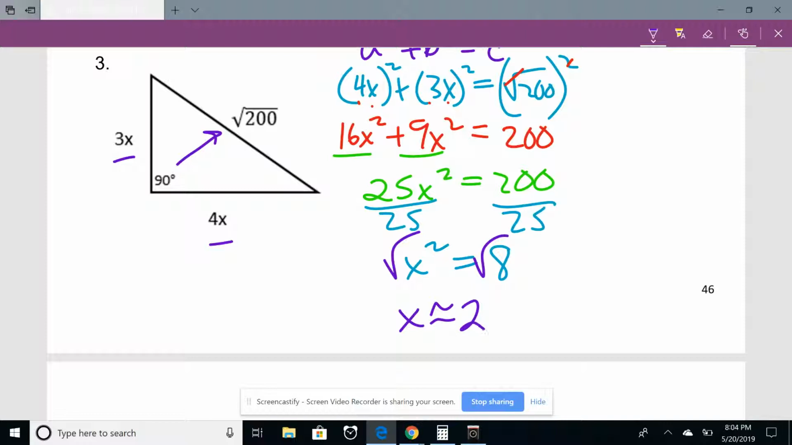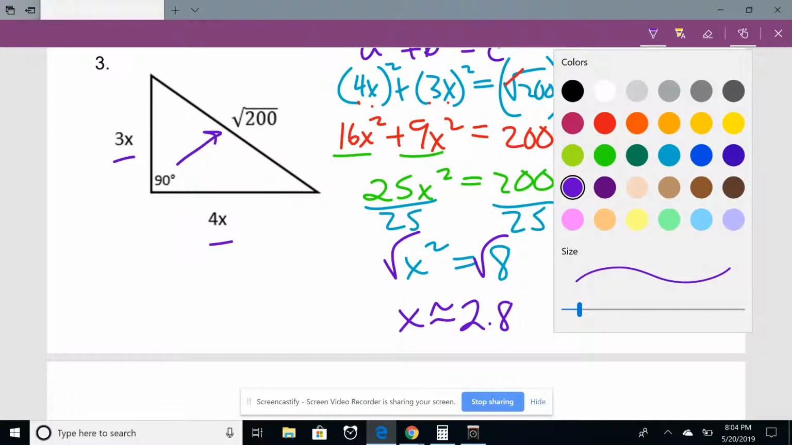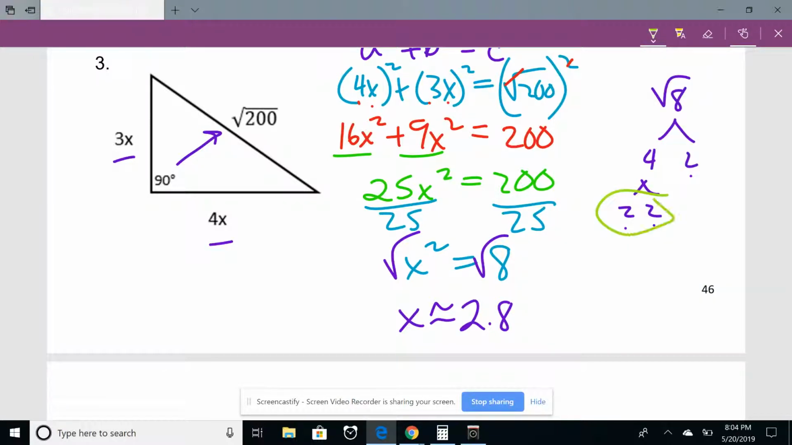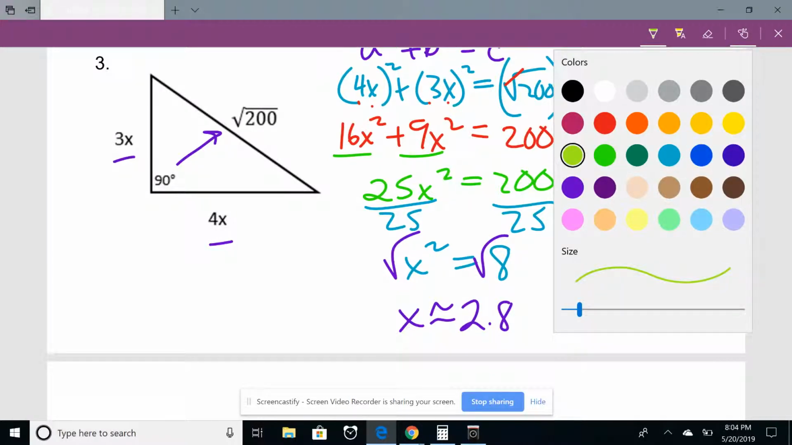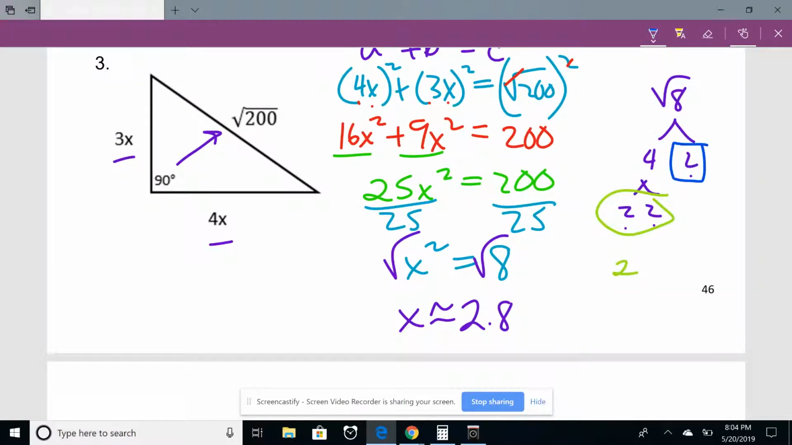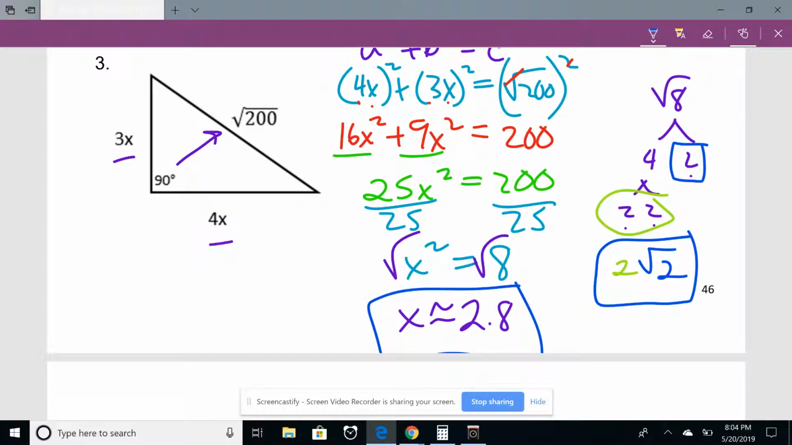Now again, if I wanted to simplify it, the square root of 8, that breaks down to 4 and 2, 2 and 2, 3 branches. I'm going to pull out the pair, which is a 2, and then there's one branch left over that stays inside the radical. So 2 radical 2 is the simplified radical version at least. So you could have 2 of these possible answers.